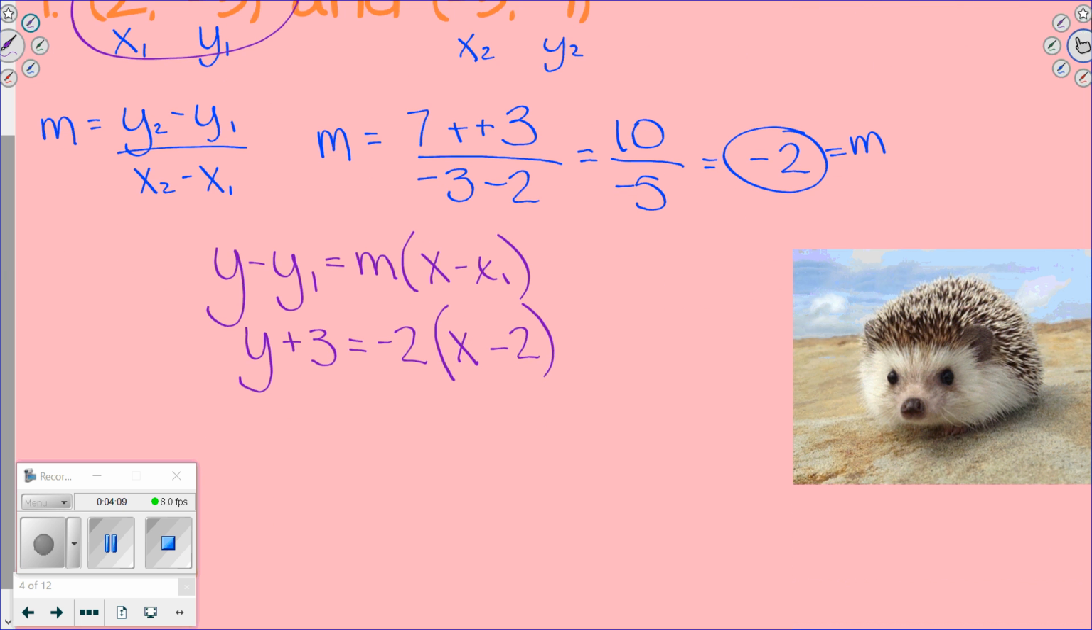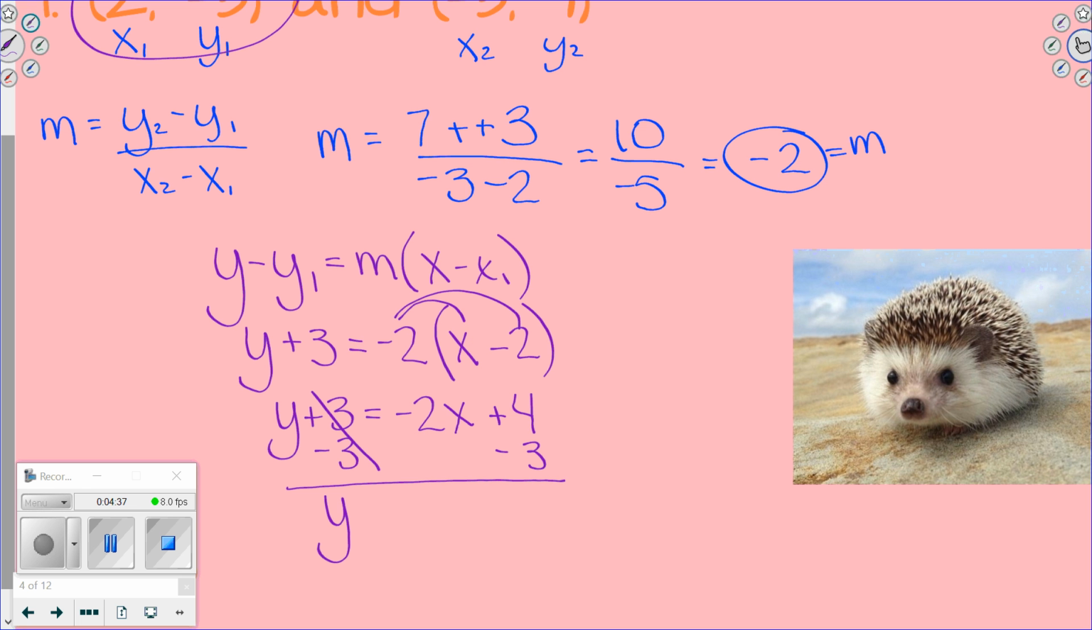All right, so we used our 2 points, we found the slope. And then you can use either one you want, doesn't matter. We chose the first one. Plug that in, and then what do I do from here? Let's distribute. So y plus 3 equals negative 2x. Be careful of your signs here. Plus 4. And then to get y by itself, subtract 3. Good. So y equals negative 2x plus 1.